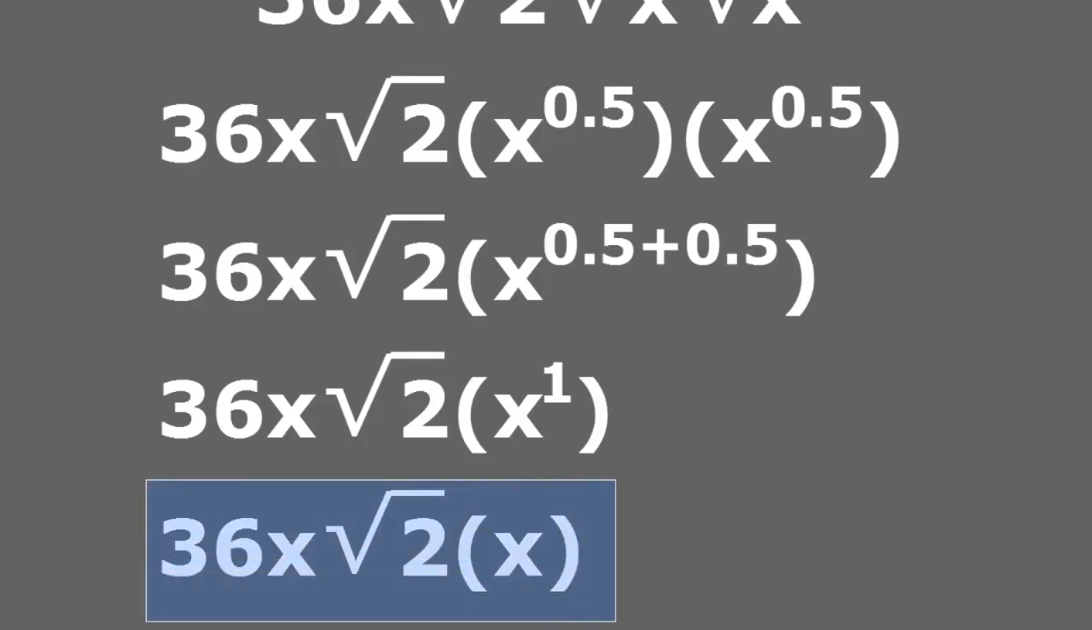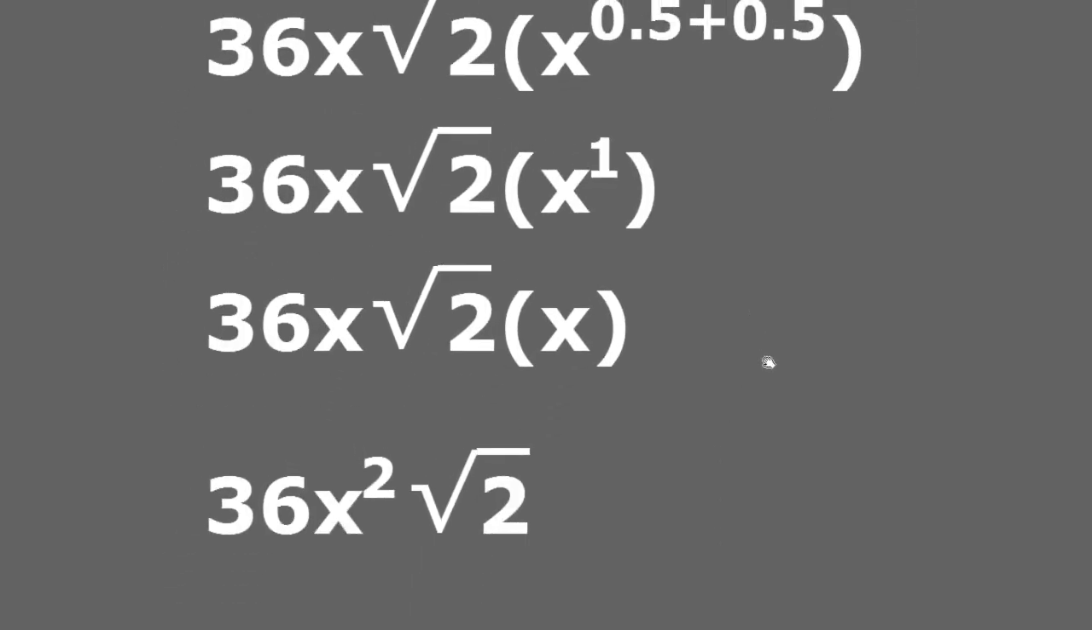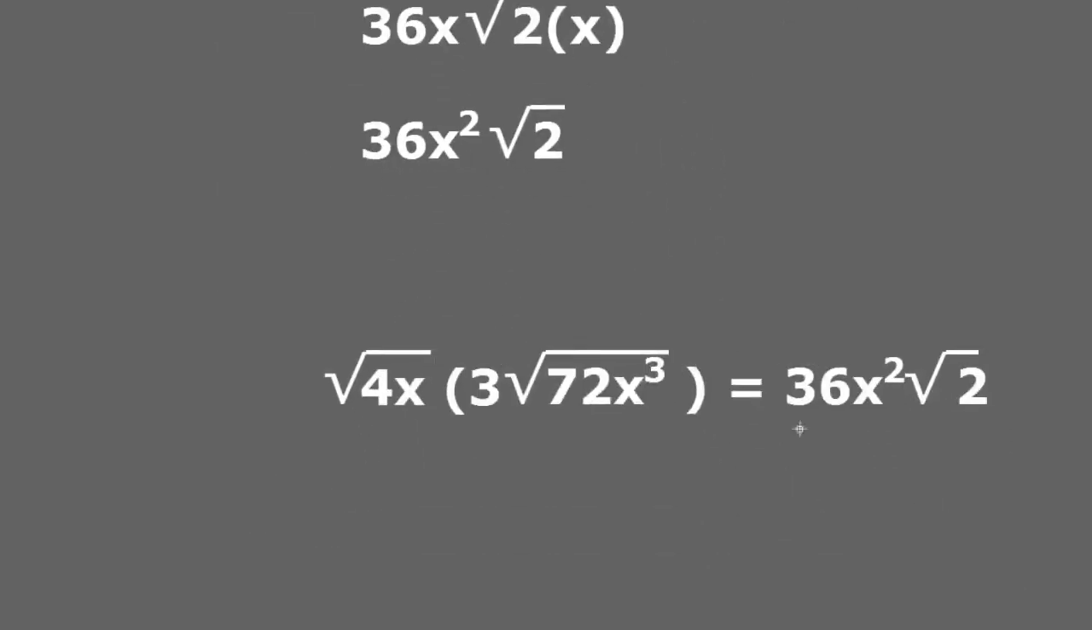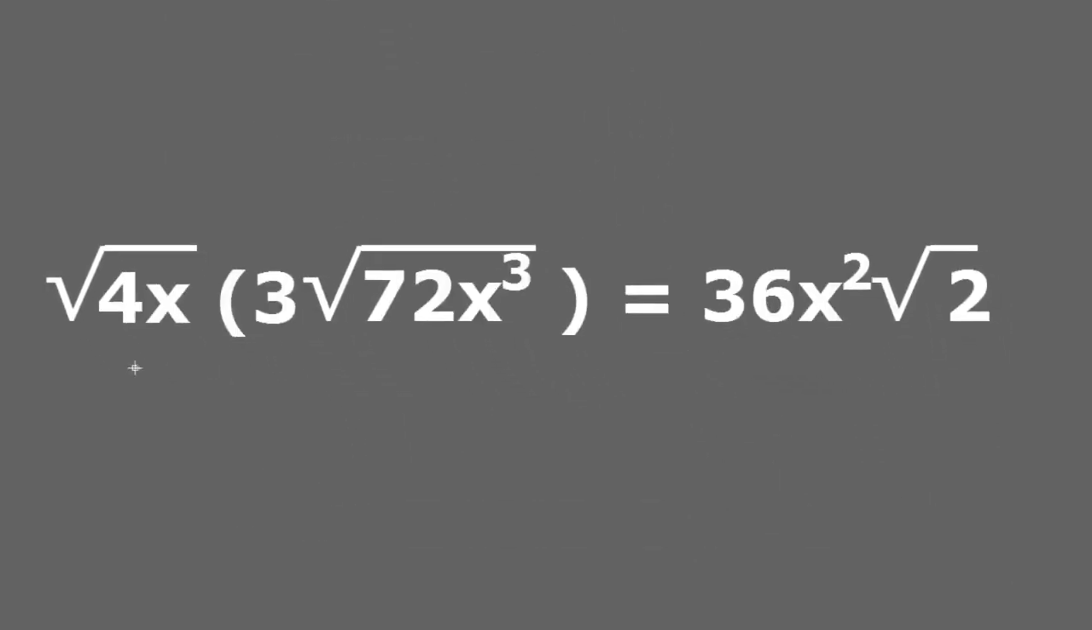And now what I'm left with is 36x multiplied by the square root of 2 multiplied by x. Now I take this x and multiply it with the other x that I had in order to get 36 multiplied by x squared multiplied by the square root of 2. And that is the simplification of the exercise. The square root of 4x multiplied by 3 times the square root of 72x cubed equals 36x squared multiplied by the square root of 2.